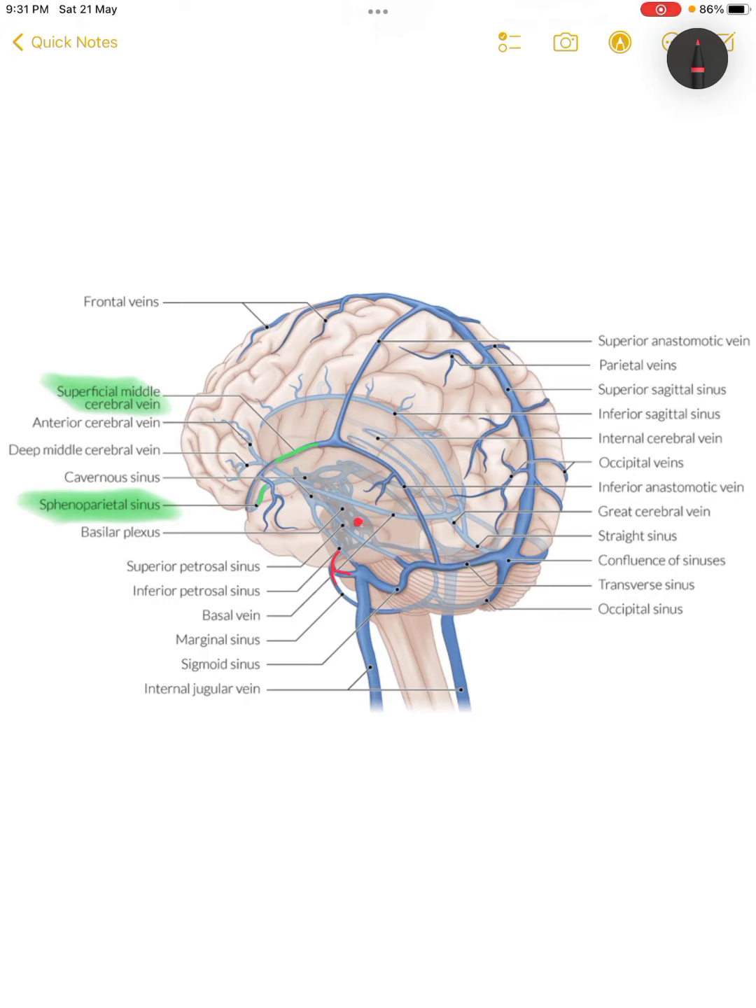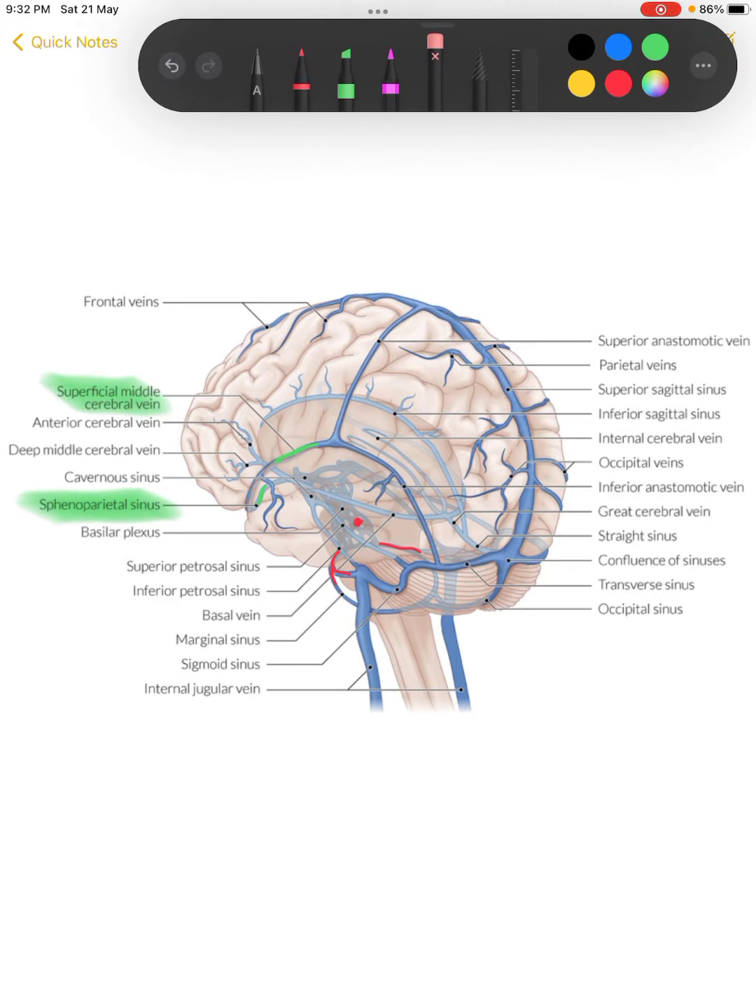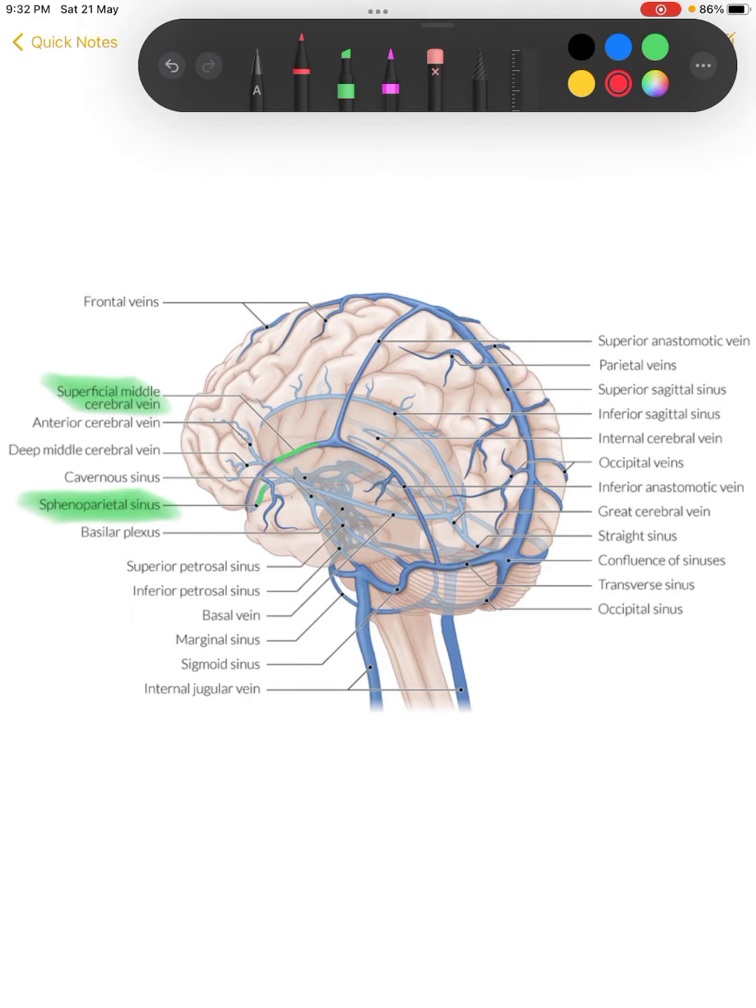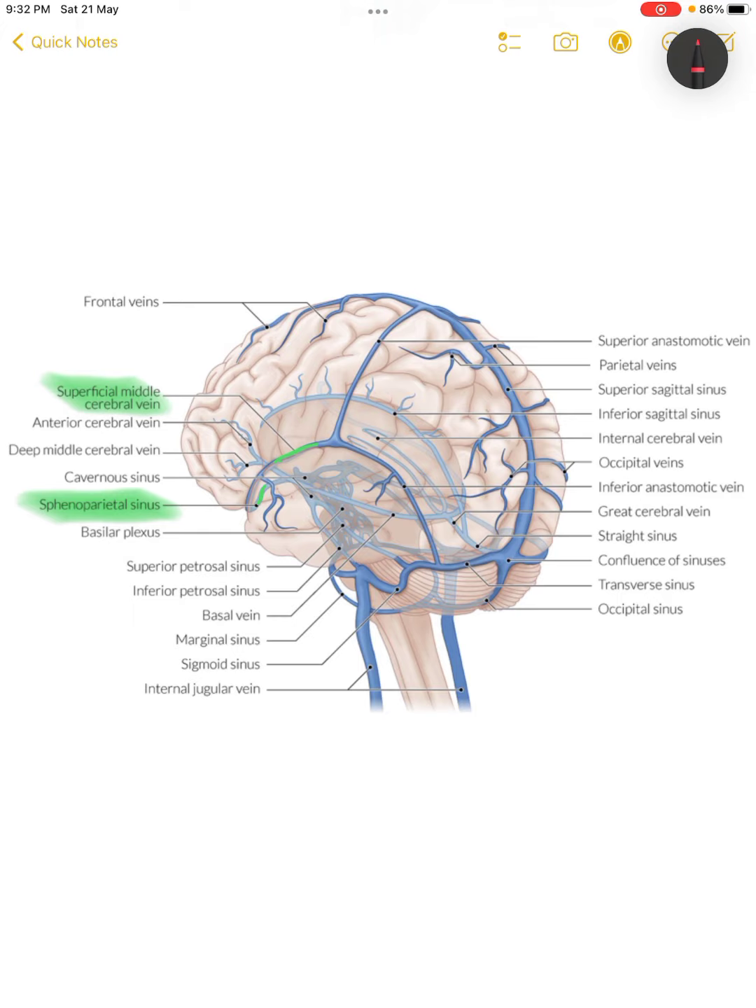So see from here, like this and like this. So again, let's redraw this and say it. Do you know what the cavernous sinus is? You know the cavernous sinus is drained by what? Superior and inferior petrosal sinus. Okay. Now just focus here.